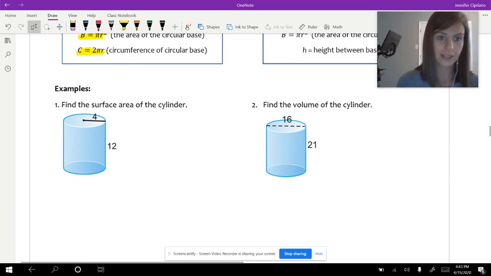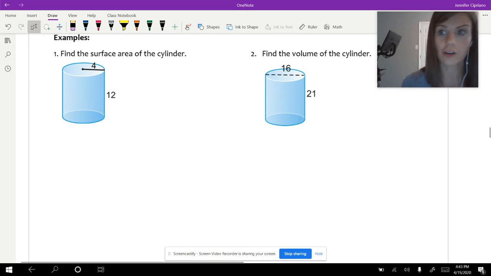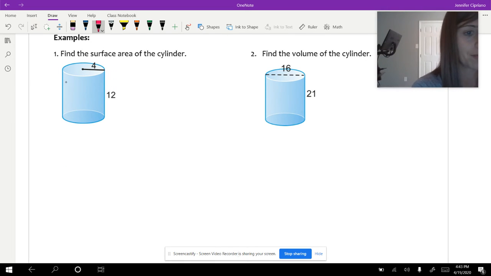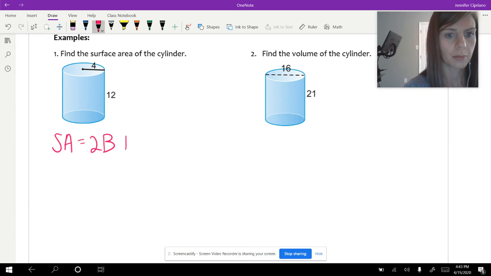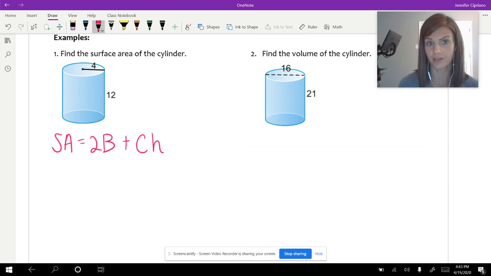So if you look at this first example, find the surface area of this cylinder. I'm just going to start by rewriting our formula. Surface area of a cylinder is 2 times the area of the base plus the area of that rectangle, which is the circumference of the circle times the height of the cylinder. And again, you do not have to memorize these formulas. You can always go back and look them up. So don't get overwhelmed by the formulas, just understand how to plug into them. That's all we have left to do.